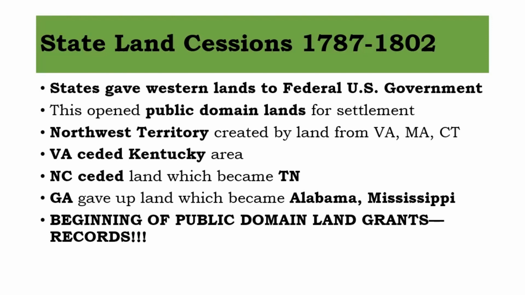The Northwest Territory that we're looking at, Indiana, the Michigan area, et cetera, was created by lands from Virginia and Massachusetts and Connecticut. Virginia ceded their Kentucky area. And so remember, if your family was in Kentucky, if they were there really early, you also need to look at those Virginia records. North Carolina gave up some land that became Tennessee. And Georgia gave up land, which eventually, when you look at it, it's stunning. These became Alabama and Mississippi. So it stretched a long way. And you have to look at those public domain land grant records.